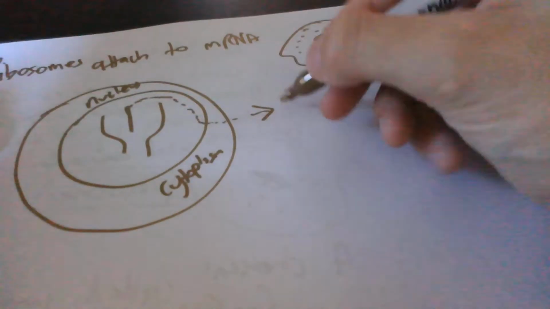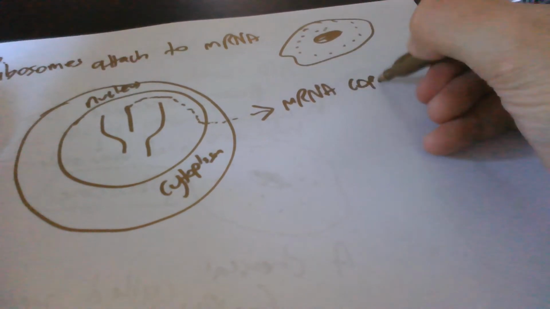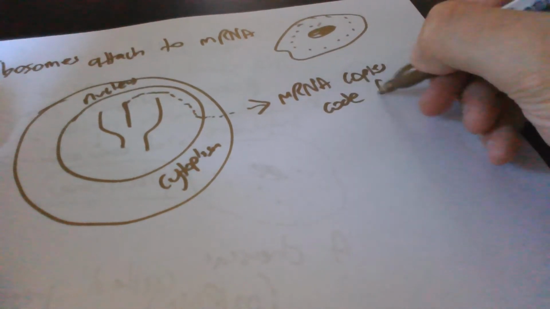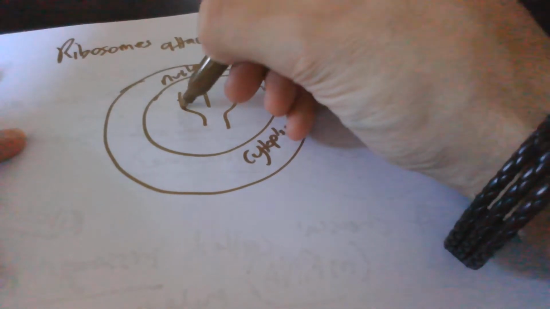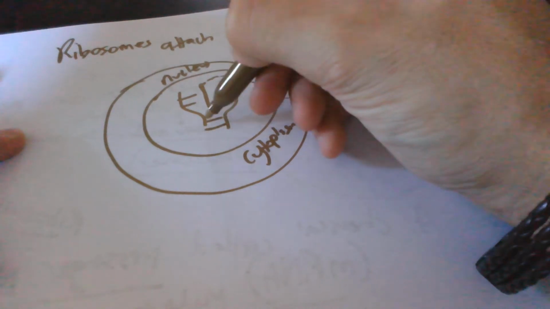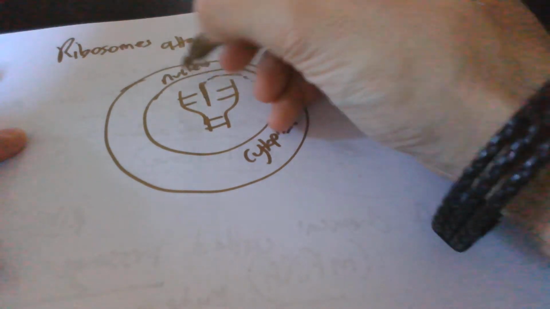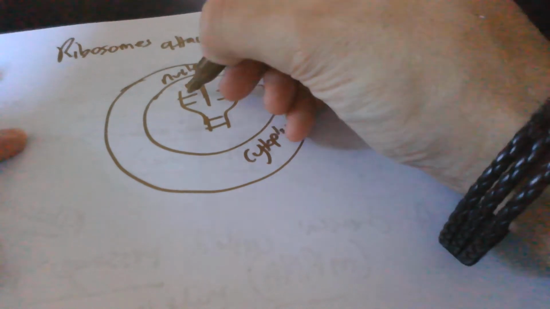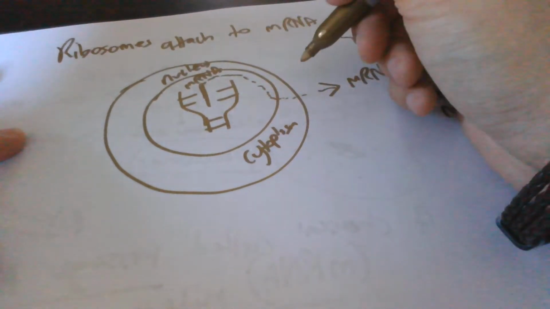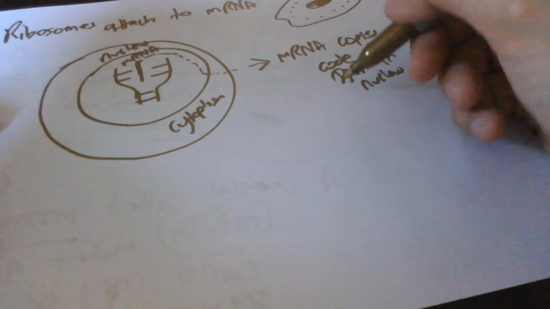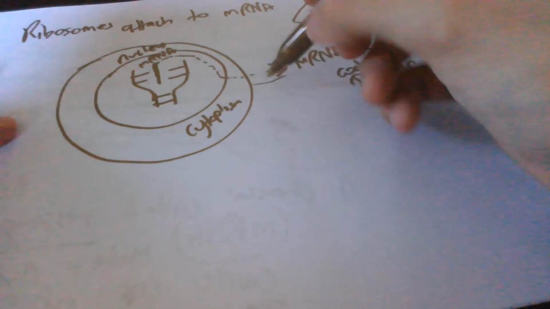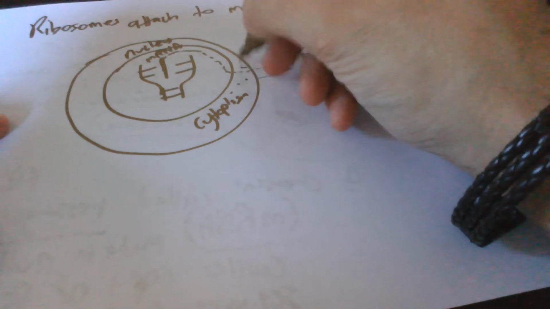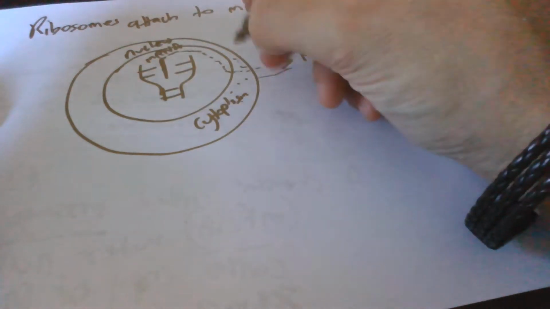So the mRNA copies code from DNA in the nucleus. The mRNA latches on, so the base pairs break apart here. These are still intact, sort of. The mRNA latches onto the DNA, carries the code out of the nucleus through the cytoplasm to a ribosome. Ribosome here.